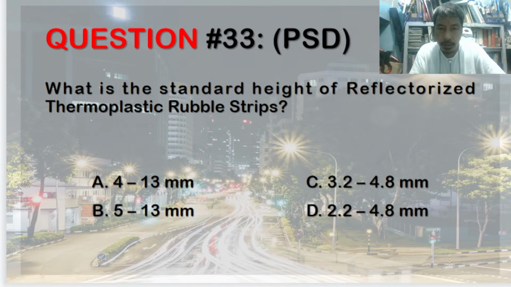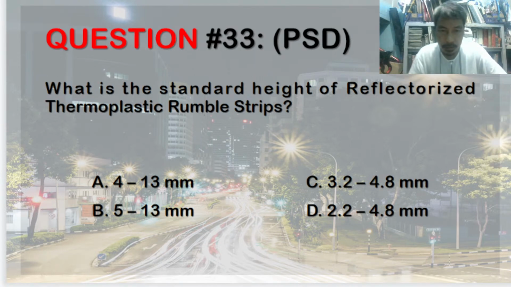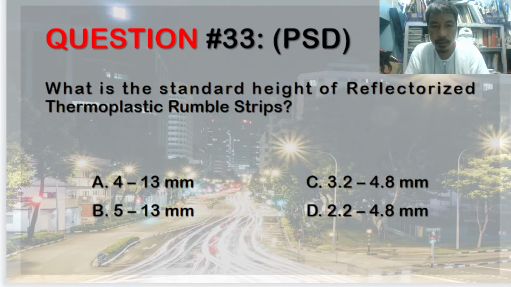What is the standard height of reflectorized thermoplastic rumble strip? Again, this is supposed to be rumble rather than rubble. Okay? This is rumble strip. What is the standard height of reflectorized thermoplastic rumble strips? A, 4 to 13 mm, B, 5 to 13 mm, C, 3.2 to 4.8 mm, D, 2.2 to 4.8 mm.